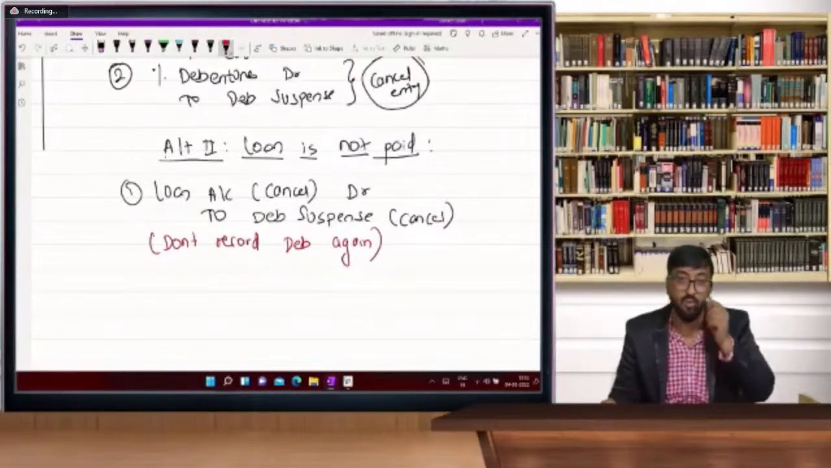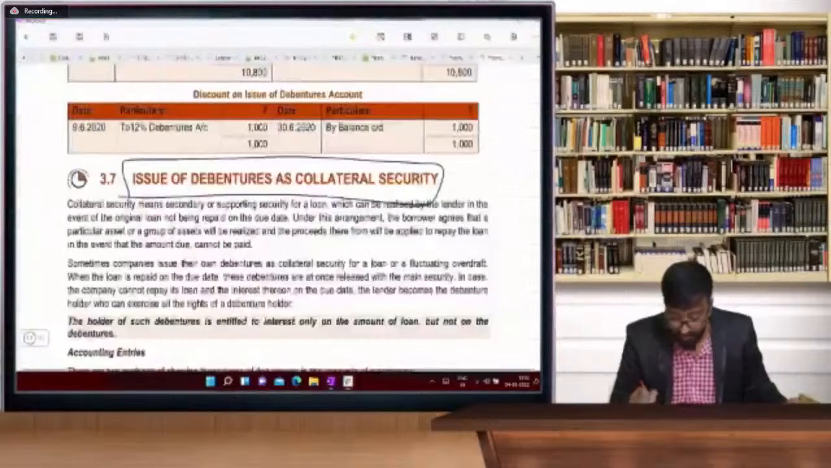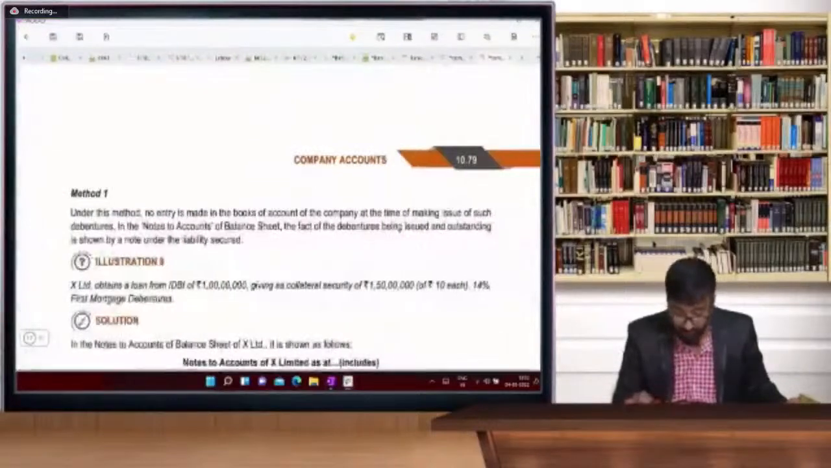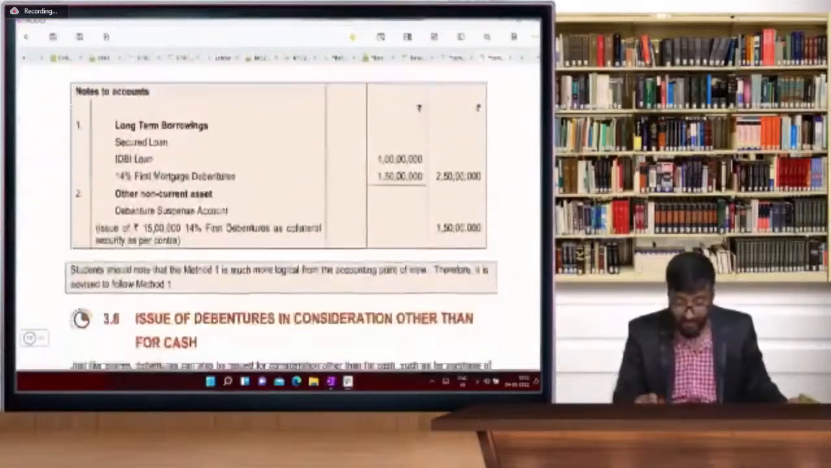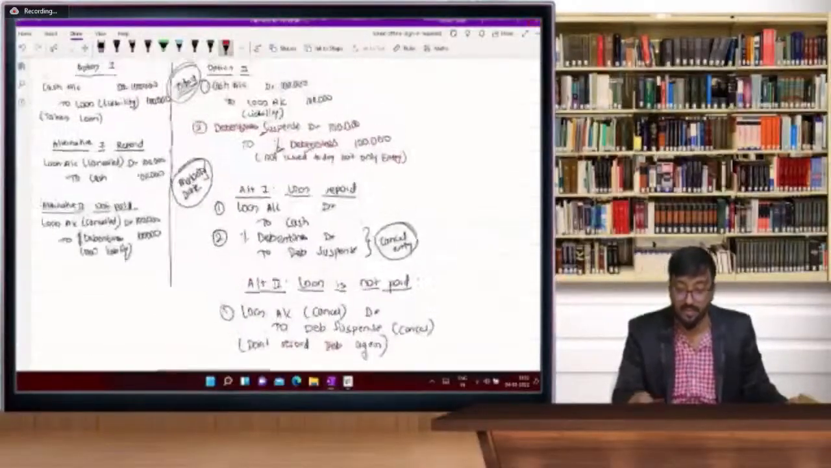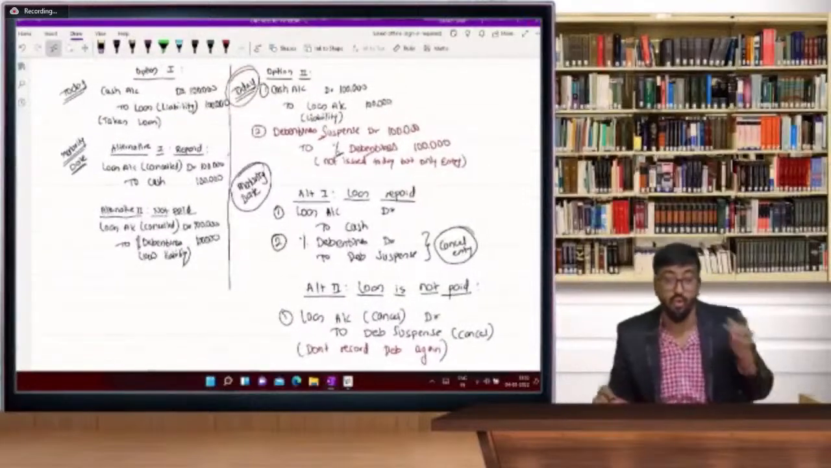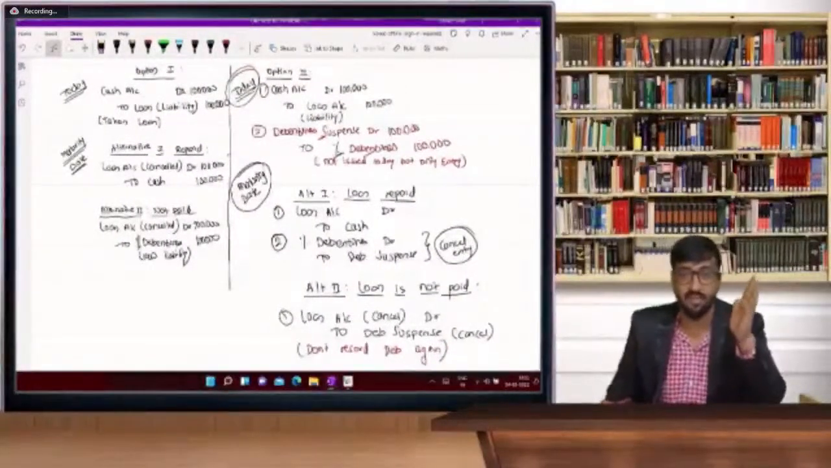In the exam you may get any situation. So please solve illustration number 8 and illustration number 9. Once you solve these, these problems are very easy. So these are two situations, alternative 1 and alternative 2. Understand it logically.